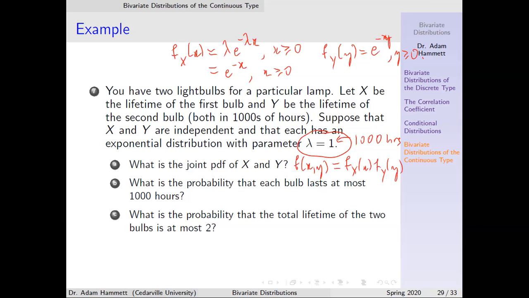Okay? So what am I going to get here? That's just going to be e to the minus the quantity x plus y. And that's for x and y both being greater than or equal to 0. Okay, both being greater than or equal to 0.